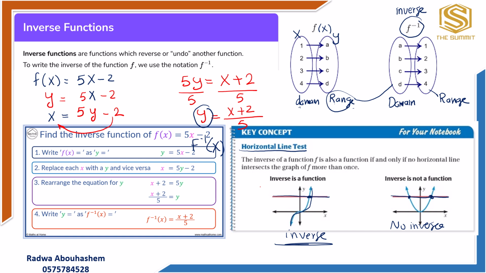I hope this is clear for you. Again, for the inverse, we switch the domain and range. We have the horizontal line test just to test the graph. Only one-to-one functions have an inverse. How do we get the inverse function algebraically? First, instead of function of x, you put y. You swap the x and y, then solve for y.